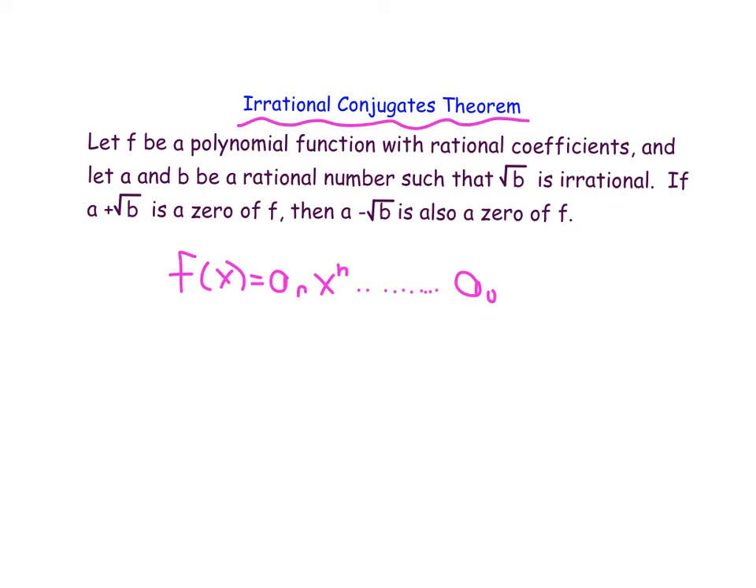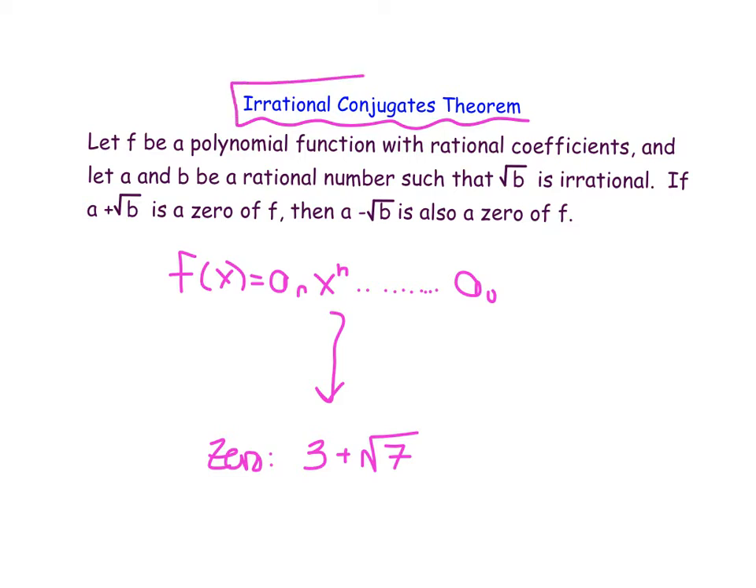So you have your polynomial function and it has all rational coefficients, which means that the numbers in front of x and the constant do not contain a square root. They contain numbers that can be written as a fraction. And say that you solve this polynomial and you find that one of the zeros is something like 3 plus the square root of 7. Say that is one of your zeros.